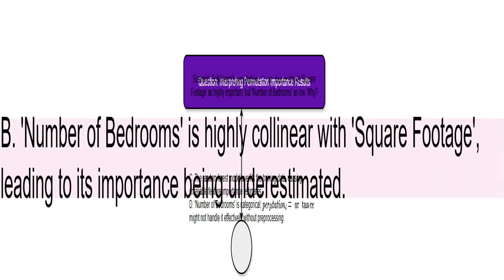Here, I'm considering the possibility that number of bedrooms and square footage are very strongly related. The model might be using square footage to predict price, hence, number of bedrooms may appear less important. This is a classic case of collinearity, two features effectively saying the same thing.